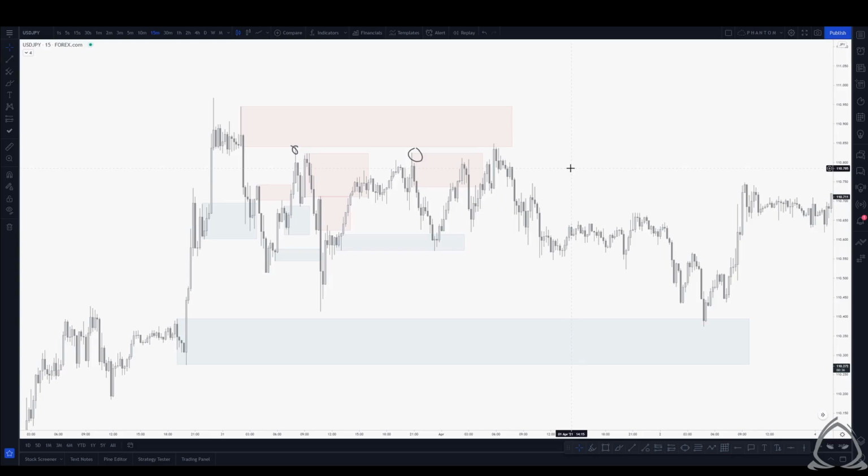And one thing that I recommend doing after you've completed this exercise of simply mapping out supply and demand zones, again, don't worry about what happens to the supply and demand zones. Just worry about mapping them out and understanding the order flow and understanding what's actually happening from a candle to candle basis.